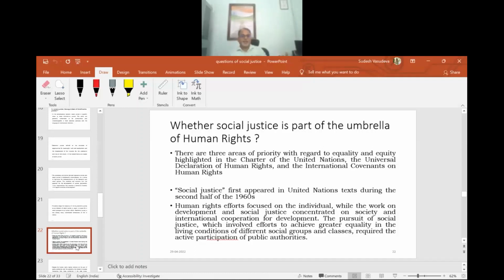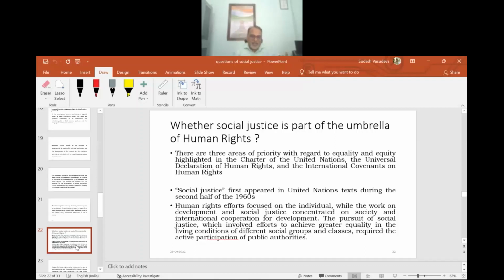So human rights efforts focused on the United Nations efforts focused on human rights for the individual, while the work on development and social justice concentrates on what? On society and on international cooperation for development. So the pursuit of social justice, which involved efforts to achieve greater equality in the living conditions of different social groups and classes, required the active participation of public authorities.